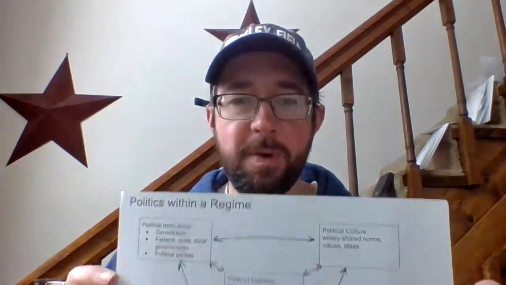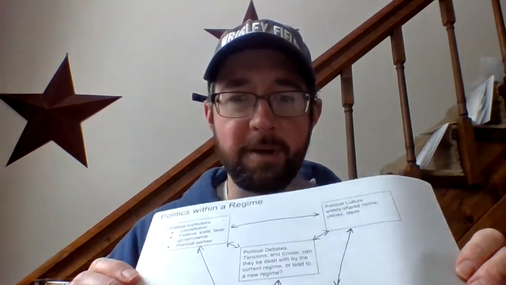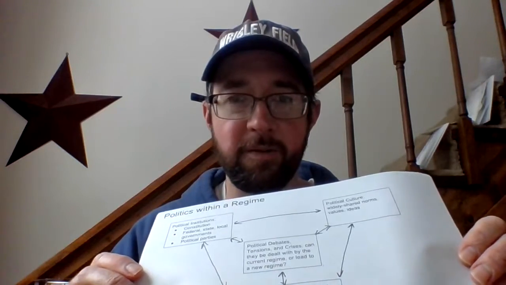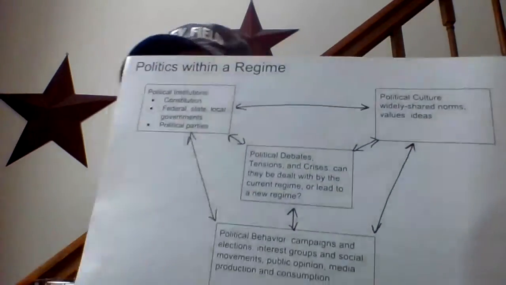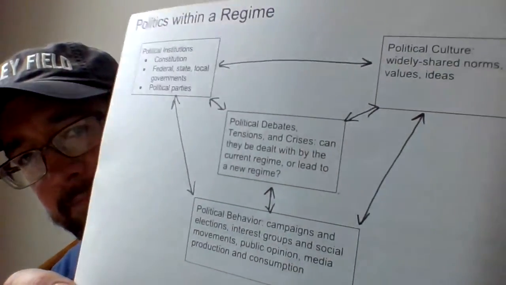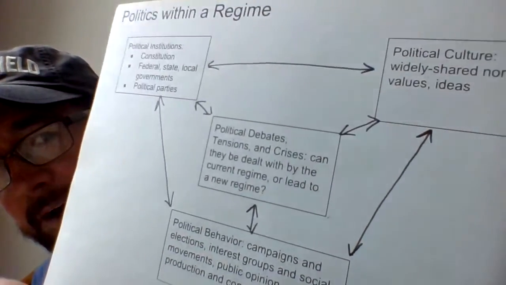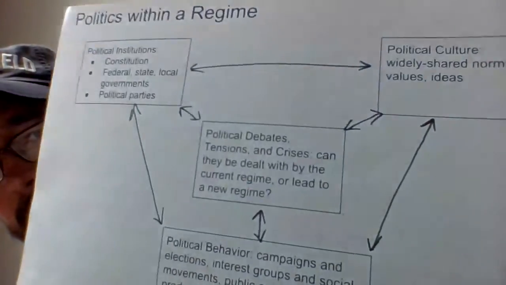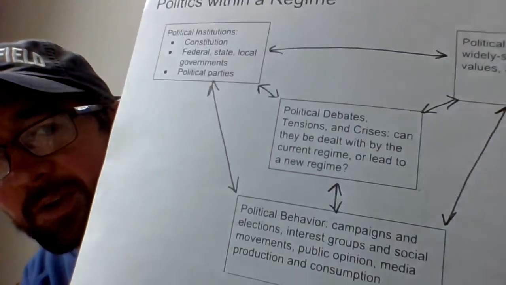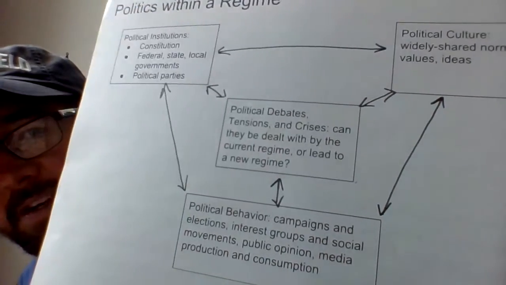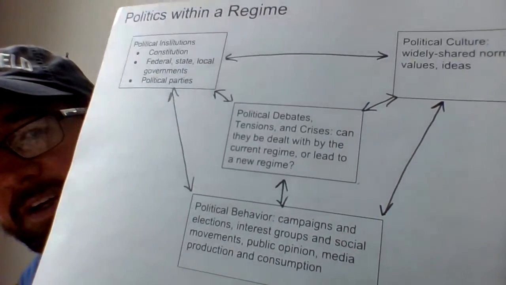First of all, in case you have forgotten, I gave you a handout that spells out the main characteristics of a political regime. Let me hold that up for you: political institutions, political culture, and political behavior, with political debates, tensions, and crises in the middle. If you need me to send that to you, please tell me. That's the idea of the way a political regime operates.